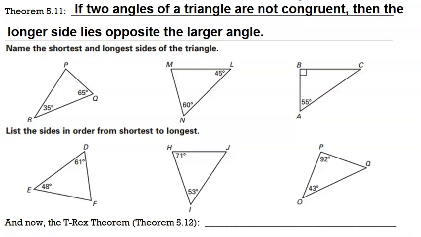Name the shortest and longest sides of the triangle. Well, first, I have 35 degrees and 65 degrees. That adds up to 100, which means I have 80 degrees left over. Now that I know that, I can cut to the chase here. The shortest side in the picture is opposite the shorter angle because the longer side lies opposite the larger angle. So that would mean PQ would have to be the shortest side.